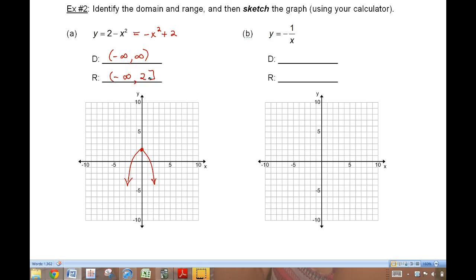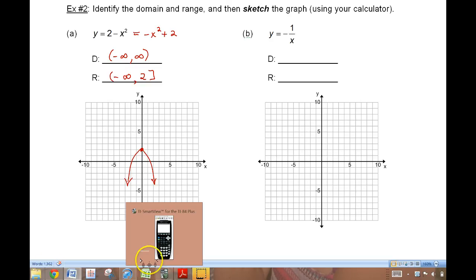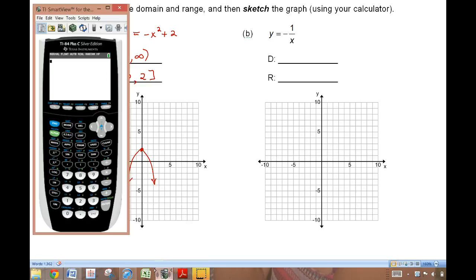Okay, y equals negative 1 over x. Okay, put it on your calculators if you want. This one is a... Why isn't that working? Okay, y equals... And then let's put in your negative. This is a rational function, which means it has a variable in the denominator.